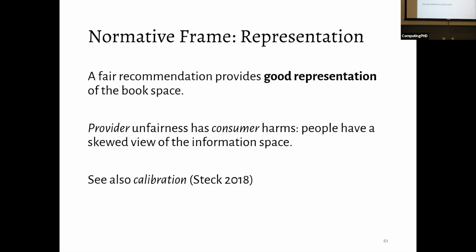Also, this is a provider fairness thing, since we're looking at the authors, but it also has consumer harms, because if you consistently just see books written by one group of authors in a set of recommendations, you don't know about other groups of authors writing books. And over time, it can skew your perception of what the space of book authors looks like.